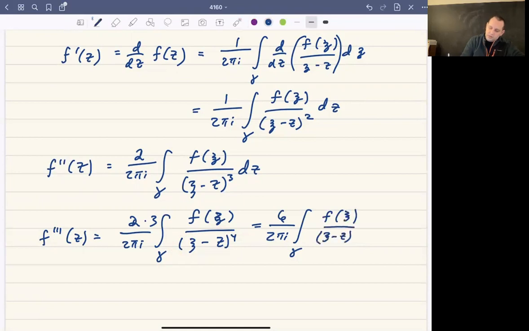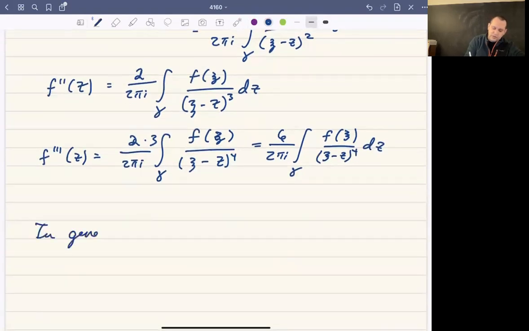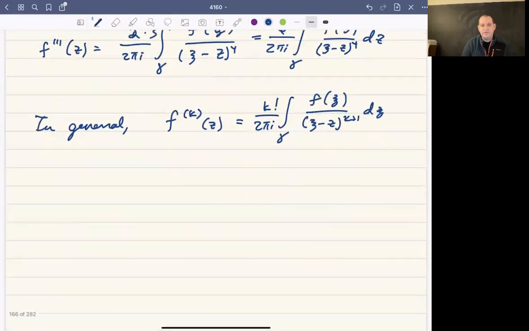And so this tells us actually a few things. First of all, in general, we know that the kth derivative is going to be k factorial over 2 pi i times the integral over gamma of f of zeta over zeta minus z to the k plus 1 d zeta. It turns out that that's the kth derivative of this function, and that's a very useful quantity for us. So in general, the kth derivative is going to have that formula.